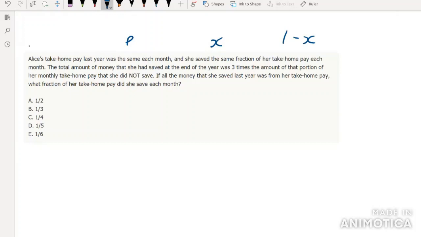The total amount of money that she saved at the end of the year, well, how much she saved at the end of the year? That's going to be 12X times P, because each month she saves X times P. And that is 3 times the amount that she didn't save each month, 1 minus X. And we need a P there as well.